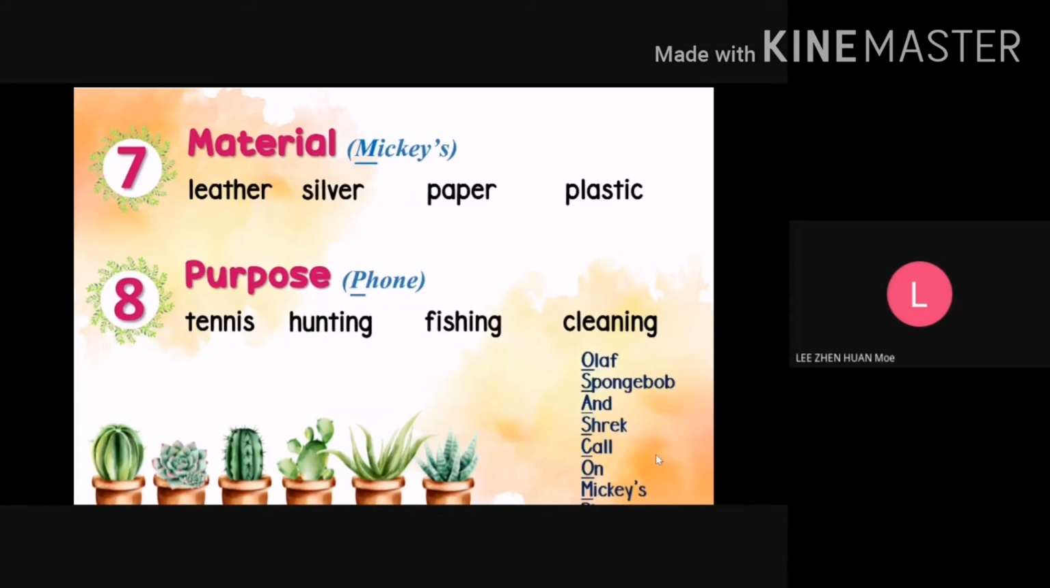so you see the acronyms from here, the one Olaf, SpongeBob, and Shrek call on Mickey's phone. This one is used to help you to remember the order in arranging adjective. Okay, for example, Olaf. What does Olaf O stand for? Opinion. And then SpongeBob. What does S stand for? Size. Okay, and then N. What does N stand for? The A here, H.